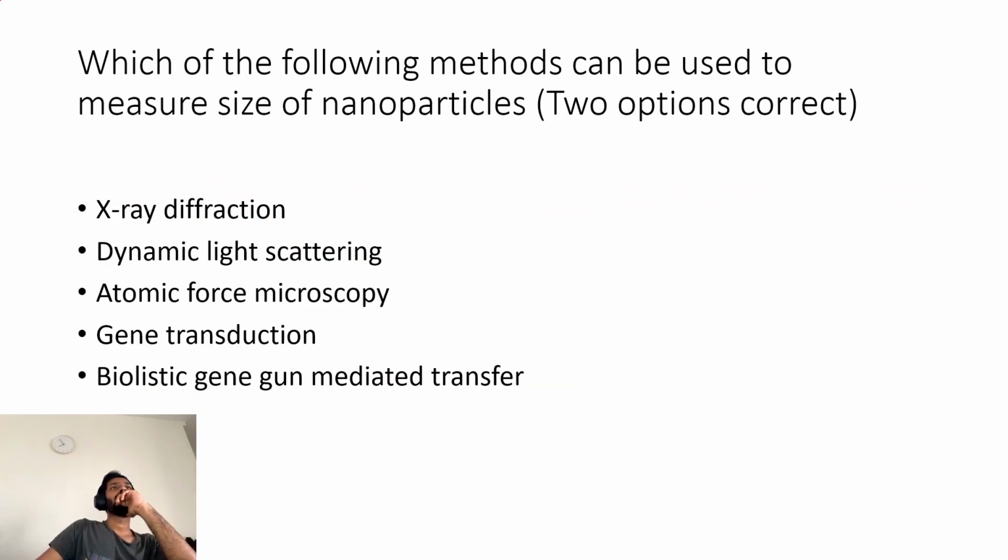So moving on, which of the following methods can be used to measure size of nanoparticles? Two options are correct here. Is it X-ray diffraction, dynamic light scattering, atomic force microscopy, gene transduction, or ballistic gene gun mediated transfer? What do you guys think?